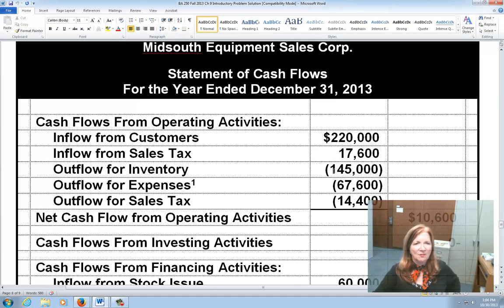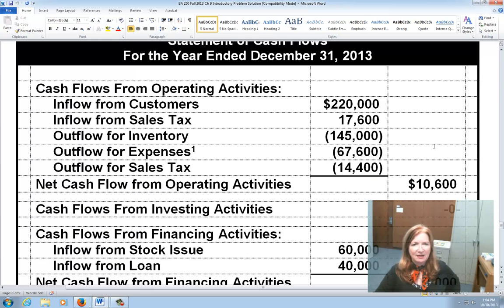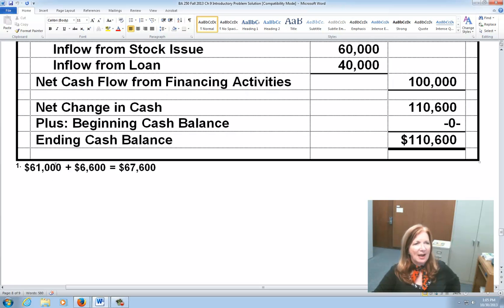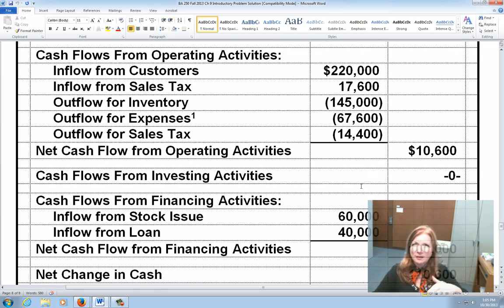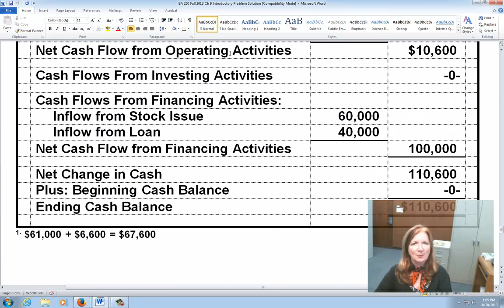And then we'd have outflows for inventory, outflows for expenses, and outflows for sales tax. Now, down here, notice that there are two expenses, and we add them together to get the 67. Now, you've been seeing these done at the bottom with these ones and twos like footnotes to this statement, and that's a perfectly acceptable way to do it. You do put the inflows as positive numbers and the outflows as negative numbers, and you get the difference as the net cash flows from operating activities.